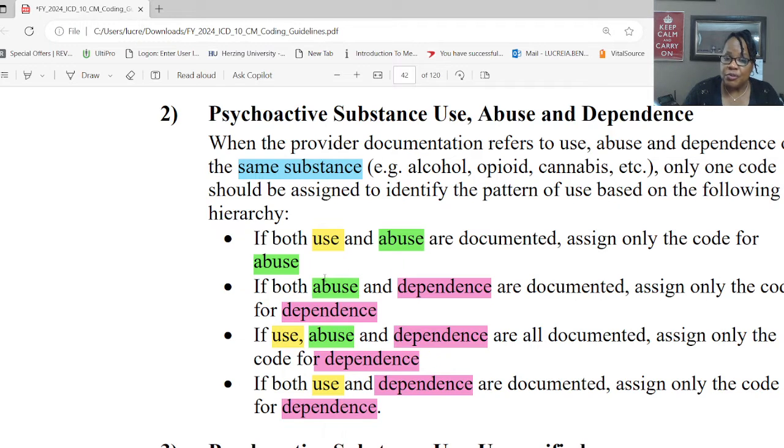If both abuse and dependence are documented of the same substance, assign only the code for the dependence. If use, abuse, and dependence are all documented for the same substance, assign only the code for the dependence. And if both use and dependence are documented, assign only the code for dependence.